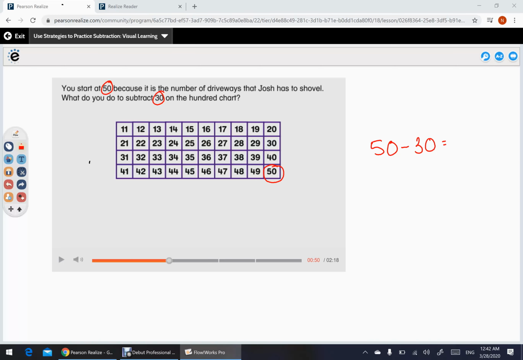So how many times will we move? Excellent, because 30 is nothing but 3 tens, right? So we will move 3 times up. 1, 2, 3. What is our answer? 20. Excellent. So you know how to use a 100 chart to solve the subtraction equation.